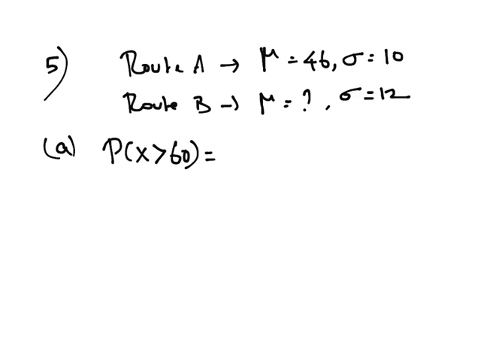Now I want 60 and above. So the minimum value is 60. So the lower limit is 60. The upper limit is 10,000. And sigma is 10 because I am trying to find for route A. And the mu is 46.